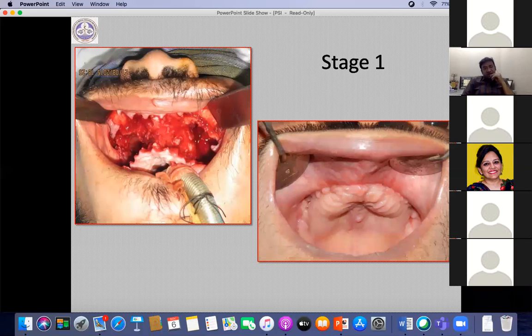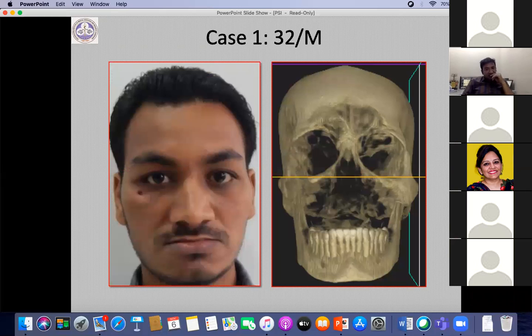So in stage 1, we removed the maxilla under oral intubation, with sinus lavage. The primary healing was satisfactory. He was put on a removable denture. Now this is the intermediate CBCT. The whole of the maxilla has gone, and the zygoma is still there, and the sinus drainage is less but persistent.